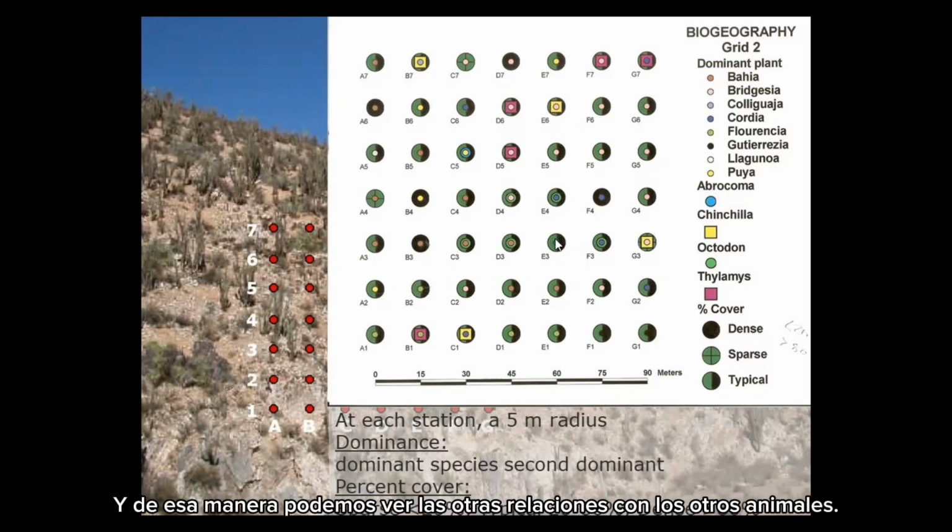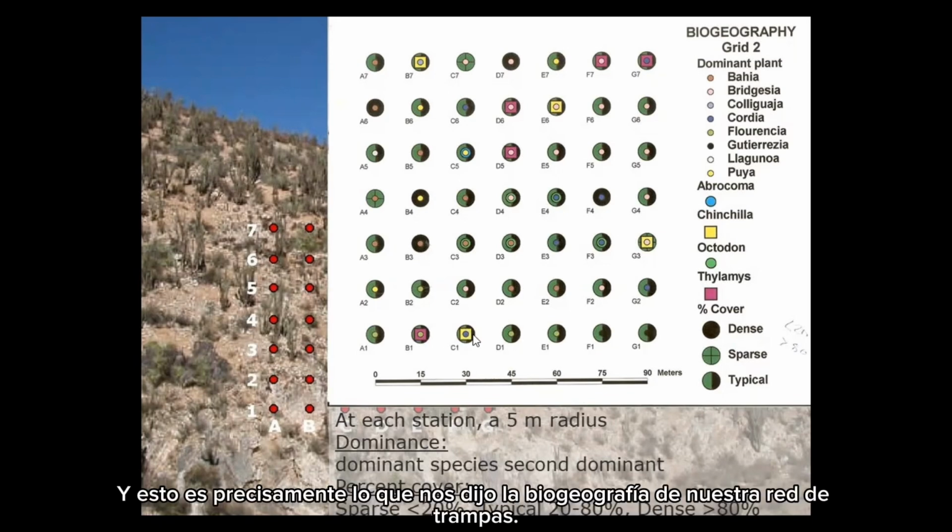And that way we can look at the other relations to the other animals, what other animals were around. This is a thylamus. There's a chinchilla there. There's a chinchilla here. Here's another thylamus. So, they're living pretty close to each other. And this is just what the biogeography of our trapping grid told us.